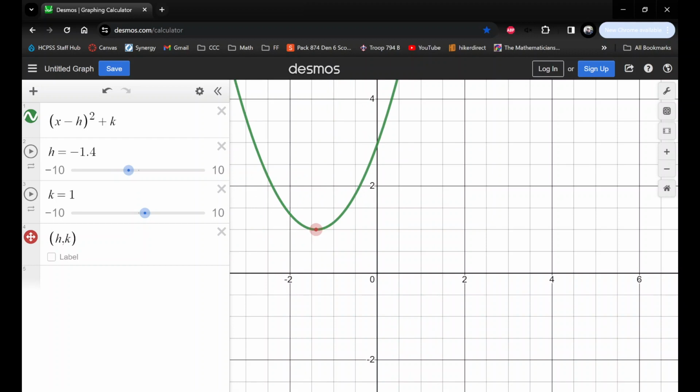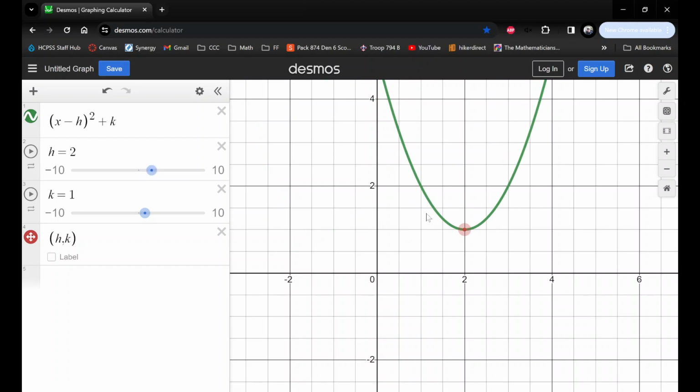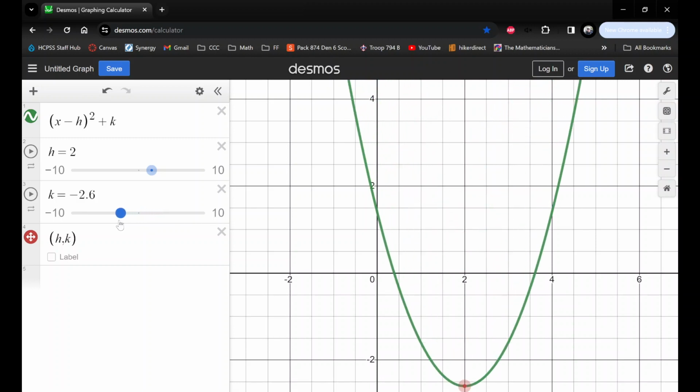I'm writing in this format because you usually see x minus h, because h is the value of the vertex. Like if I let h be 2, the vertex is at 2. And if I change k, if I make it bigger, it moves it up. If I make it smaller, it moves it down. That's it.